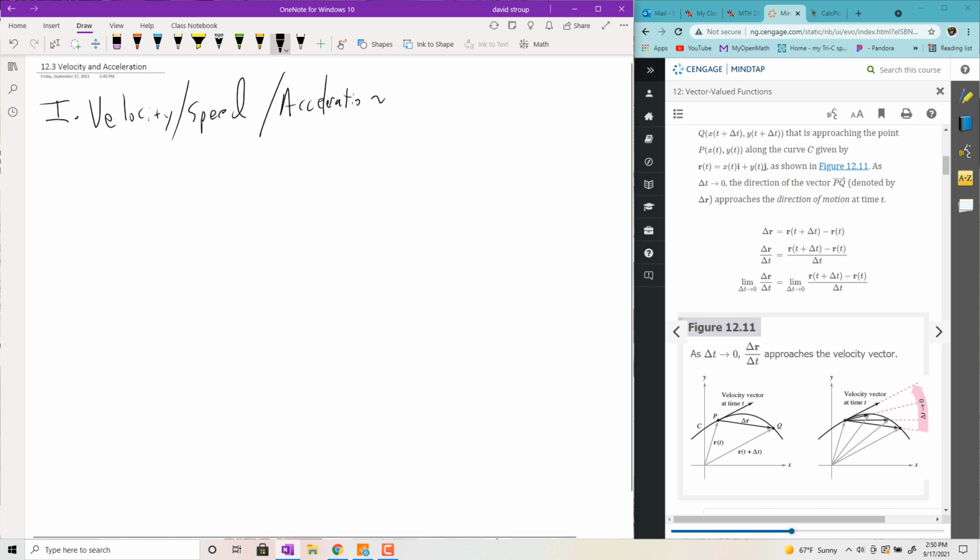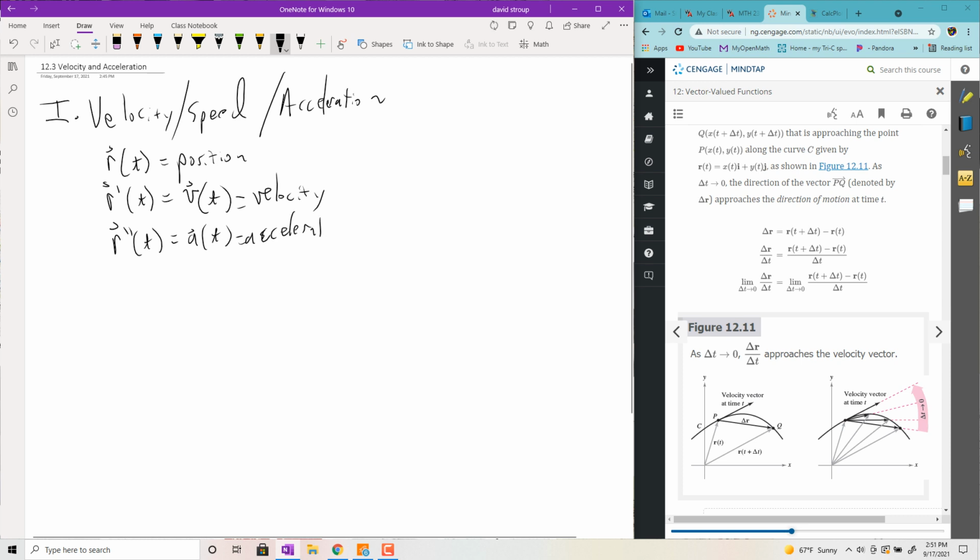Long story short, you'll have a position function, some r of t. And then the derivative of that, r prime of t, is the velocity, which there's my cursive v. If that looks weird, that's for velocity. And then the next derivative is acceleration. So I guess we should put little vector arrows on these guys. Acceleration. And yeah, that's pretty much the long story short.